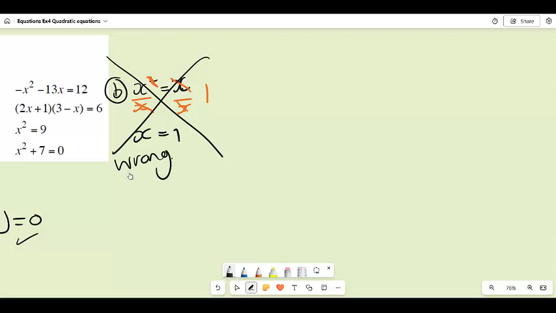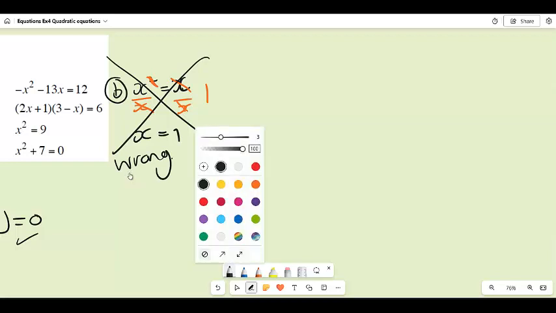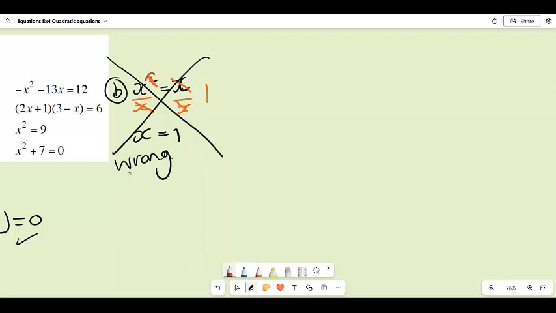And the reason for this is because I said to you, you have x to the power of 2, which means that you have to have 2 answers for x. You cannot have only one x. You cannot eliminate an x. Okay? So instead of doing that, let's do this correctly.